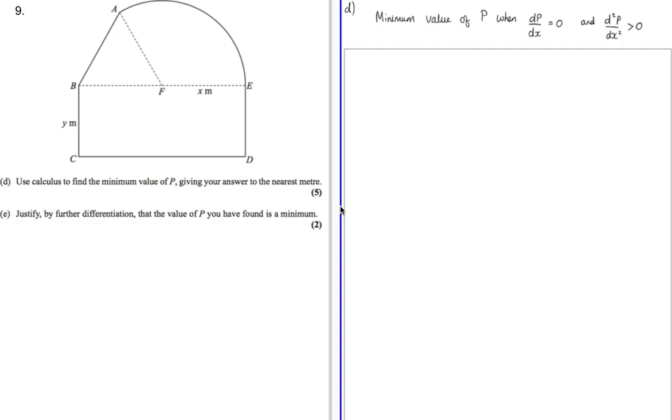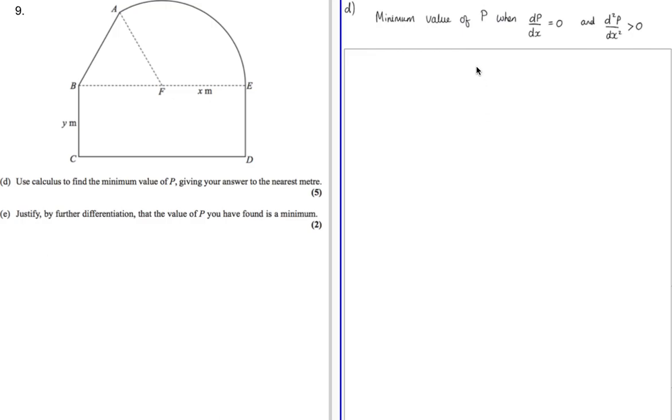We're looking at the C2 2016 May paper, question 9, parts D and E. So part D, it's asking us to use calculus to find the minimum value of P, giving your answer to the nearest metre. The minimum value of P will happen when the differential dP/dx equals 0. And we know that it's a minimum when the double differential is greater than 0.